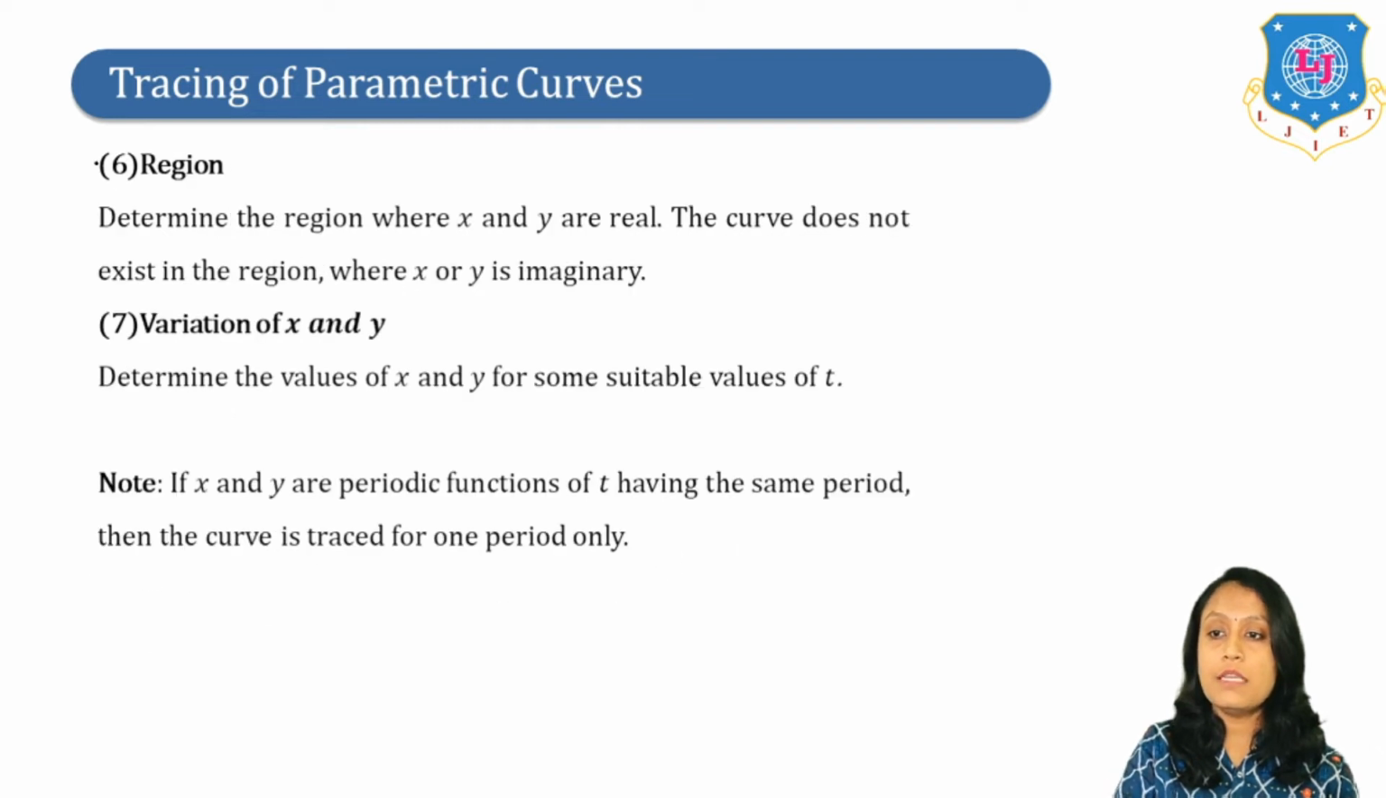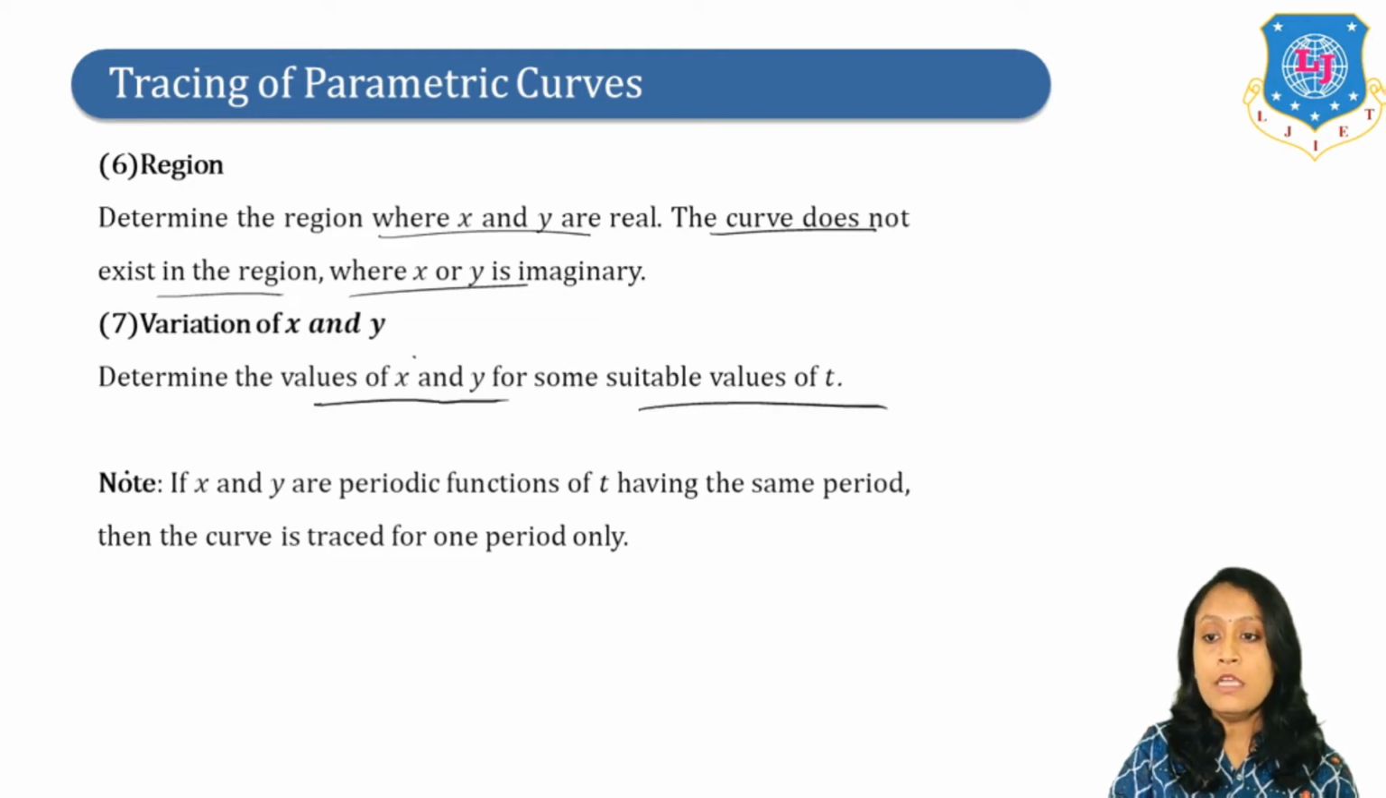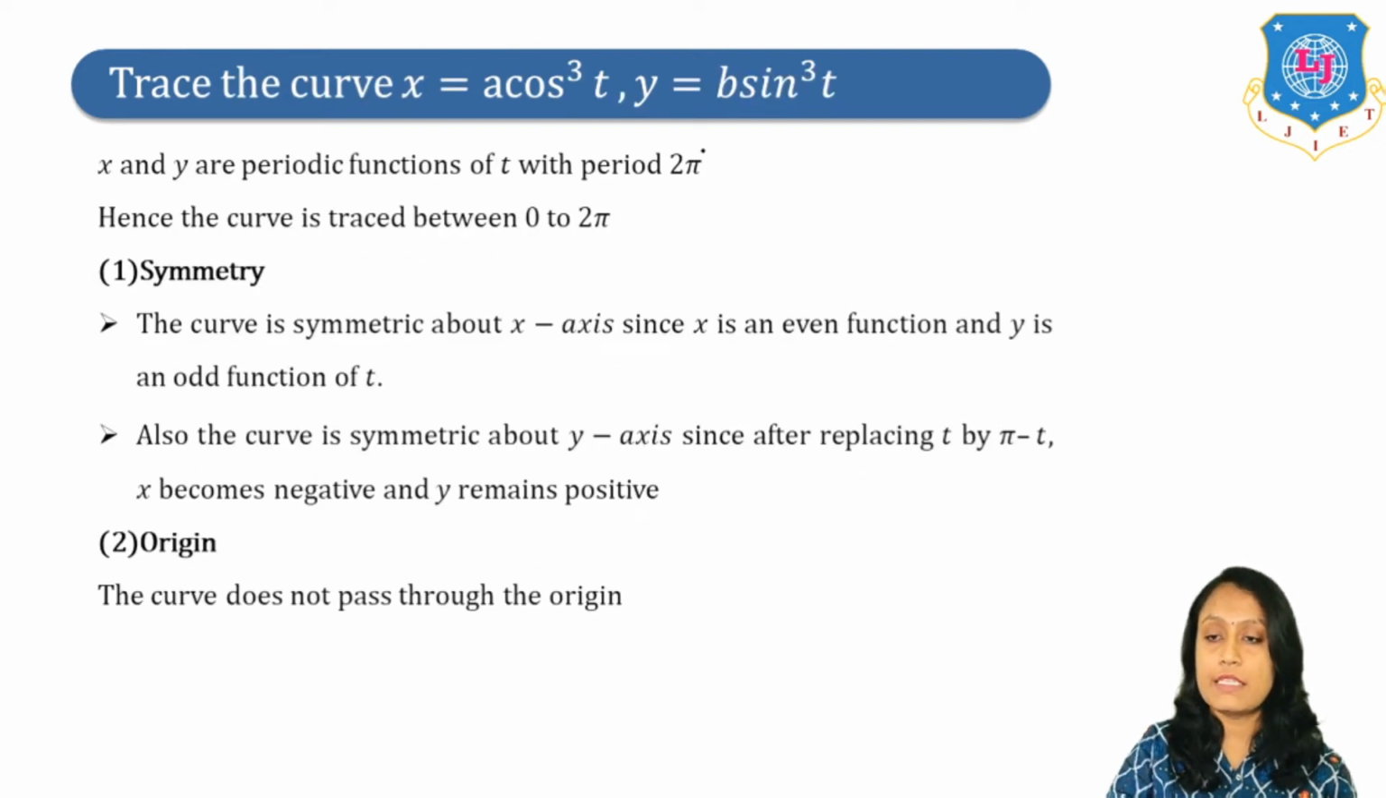Now the next one is the region. So we'll determine the region where x and y are real. The curve does not exist in the region where x or y are imaginary. Alright, now we will find the variation of x and y. So we will find the values of x and y for some values of t. Now note, if x and y are periodic functions of t having the same period, then the curve is traced for one period only. Now let's discuss one example.